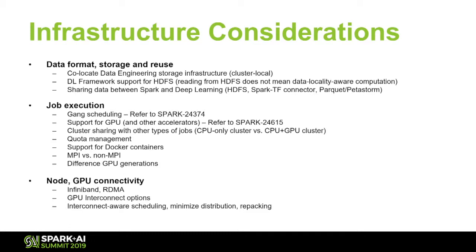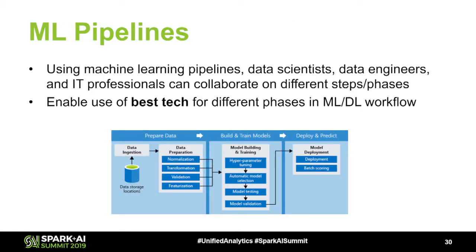InfiniBand and RDMA GPU interconnect options we looked at in detail. The thing to keep in mind when it comes to infrastructure is how to schedule jobs, keeping this topology in mind. The goal is to minimize the distribution. In deep learning, it's better to avoid distribution if you can. If you cannot, at least make sure that you minimize the distribution and pack these tasks together to reduce the communication cost. Repacking is another feature that can help, but at this point, it's mostly a research area.